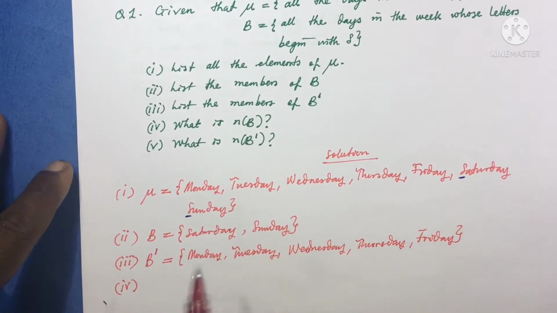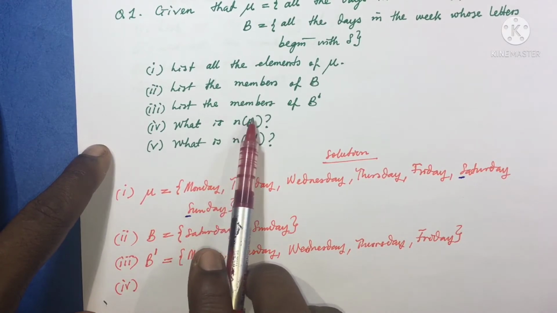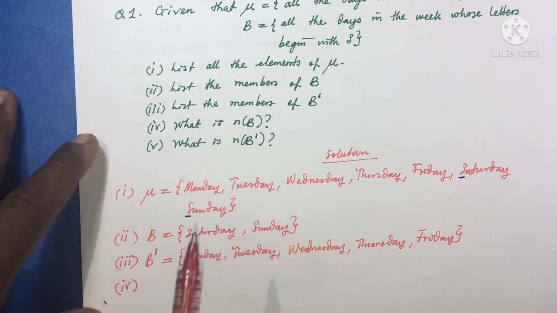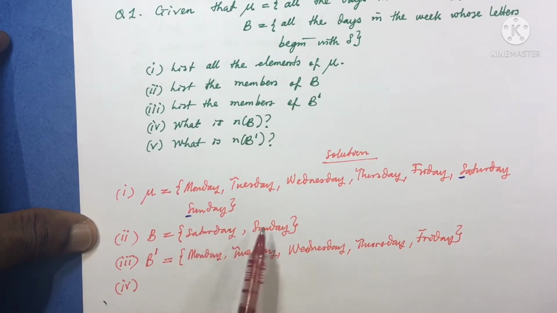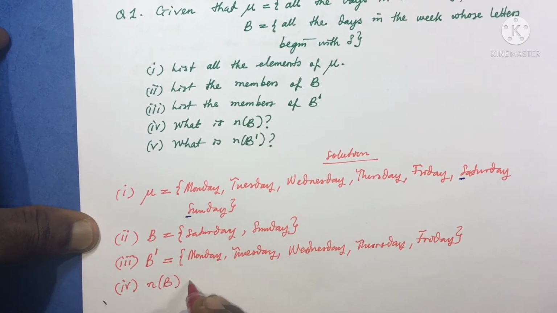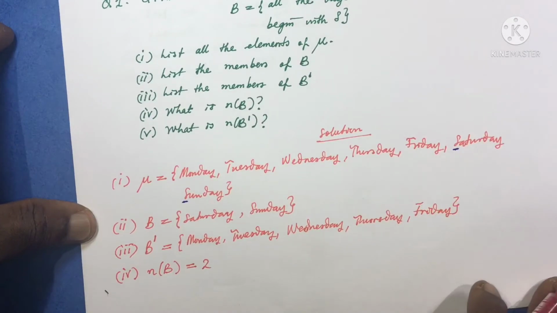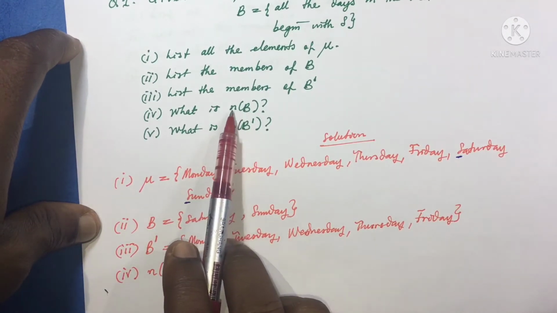For number 4, we are asked to find the cardinality of B. Remember, in our discussion on set theory, n(B) stands for the cardinality of B, and cardinality means the number of elements in that set. So the question is, how many elements do you find in B? Let's count: 1, 2. So the answer is n(B) = 2. Why is n(B) equal to 2? It is simply because the number of elements found in B tells its cardinality, represented with n(B).